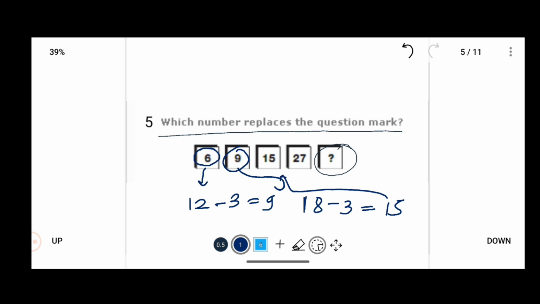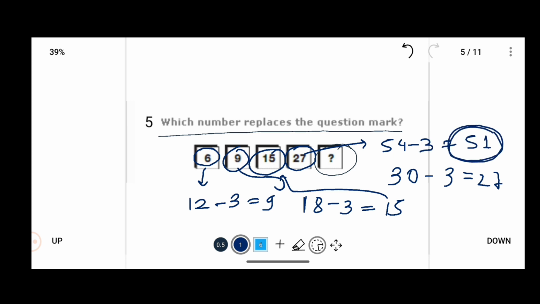Then we have to do similar thing with 15. Okay, double 15, which will give 30, and subtract 3 from it, which will give 27. And then do similar thing with 27, double 27, which will give you what? 54, and then subtract 3 from it, which will give you your final answer, which is 51. So the correct answer is what? The correct answer is 51, right?